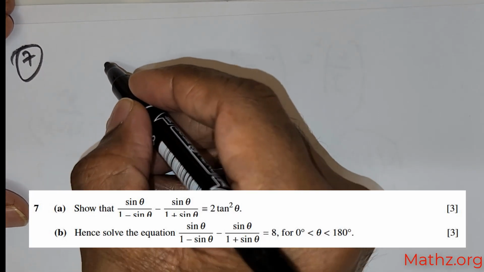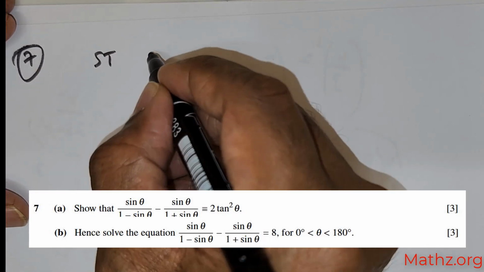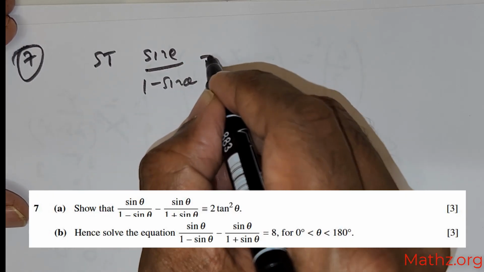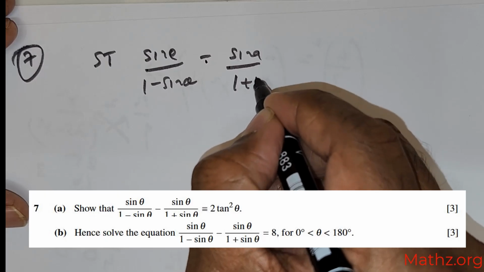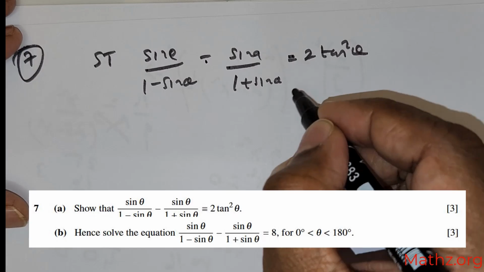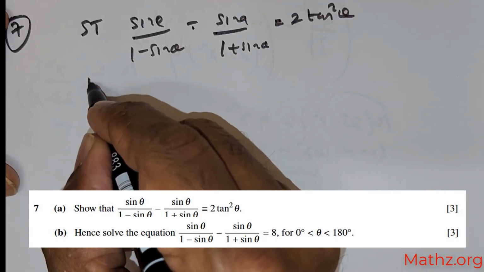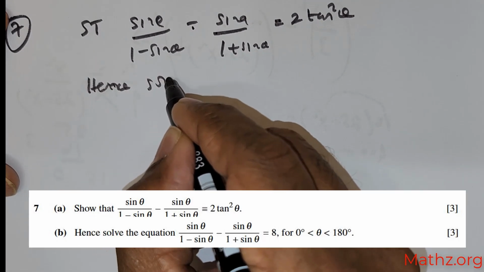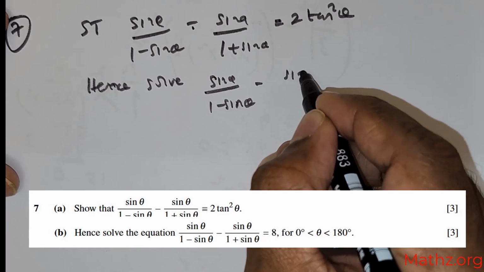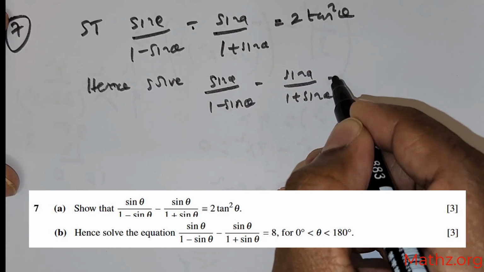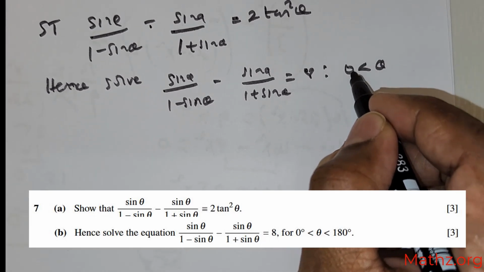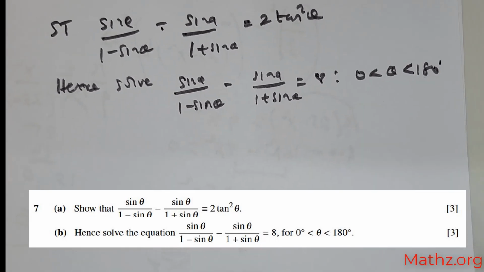Students, this is question number 7. Let me write this down. Show that sine theta divided by 1 negative sine theta plus sine theta over 1 positive sine theta is equal to 2 times tan squared theta. So we need to prove this. And then we are asked to show that, hence solve sine theta over 1 negative sine theta plus sine theta over 1 positive sine theta is equal to 8 for theta lying between 0 and 180 degrees.